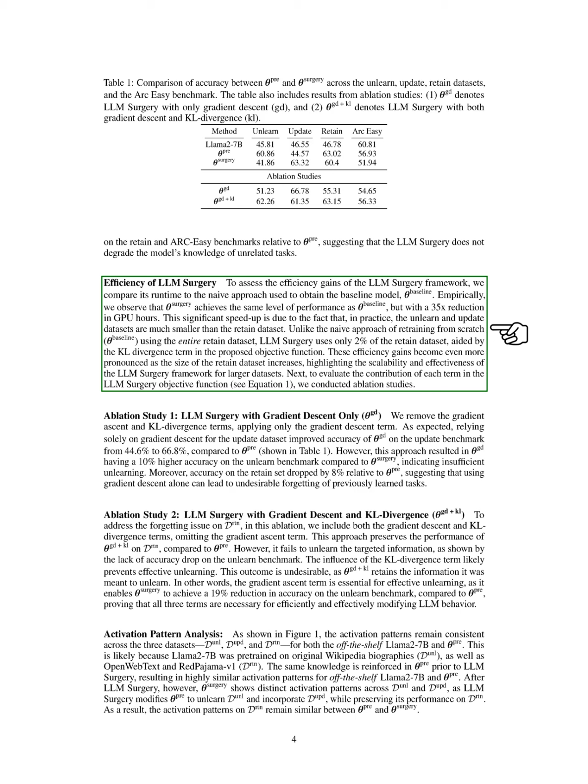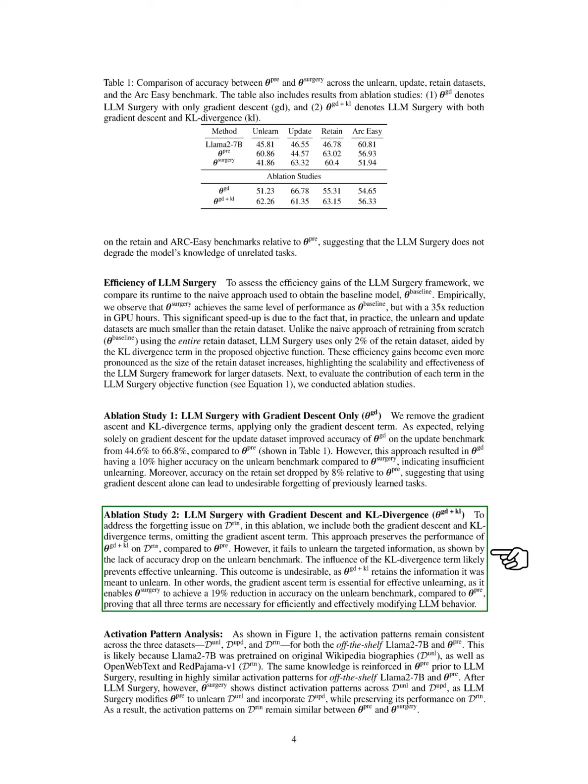previously learned tasks. In the second study, we included both the gradient descent and KL divergence terms while omitting the gradient ascent term. This approach preserved performance on the retained dataset but failed to unlearn the targeted information, as there was no accuracy drop on the unlearn benchmark. The KL divergence term likely hindered effective unlearning, showing that the gradient ascent term is crucial for this process. It allows the model to achieve a 19% reduction in accuracy on the unlearn benchmark, confirming that all three terms are necessary for efficiently and effectively modifying LLM behavior.